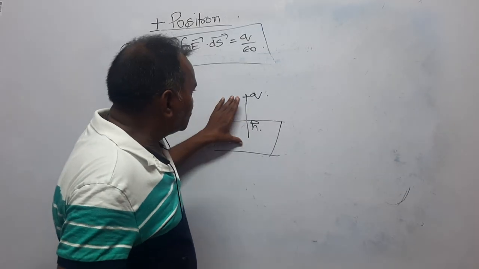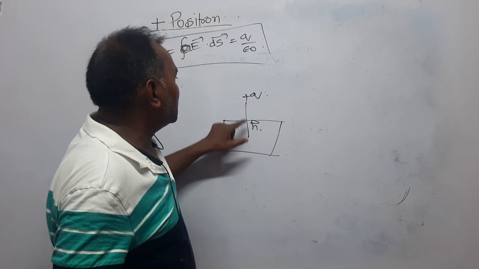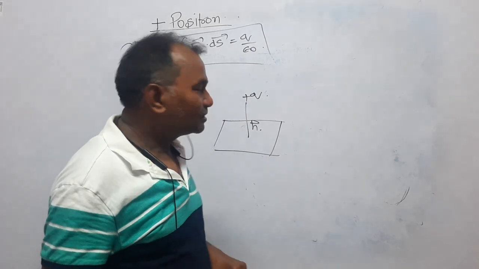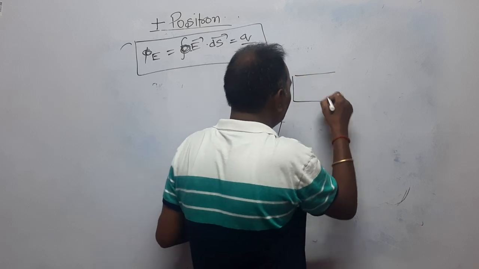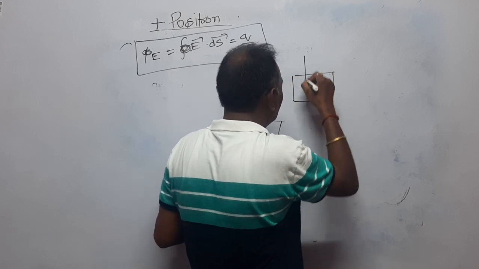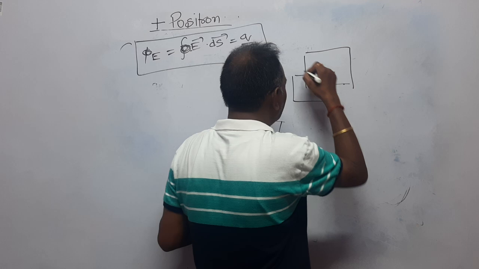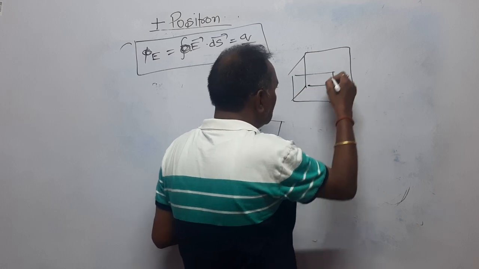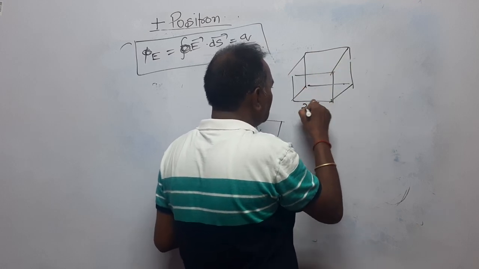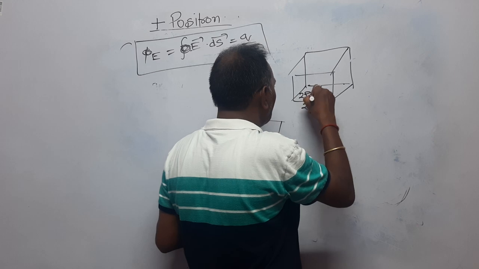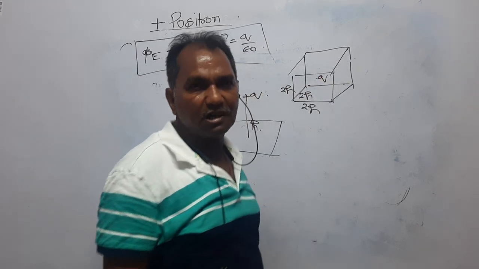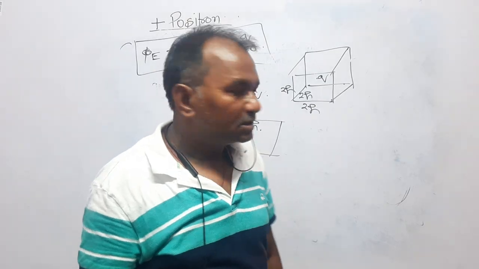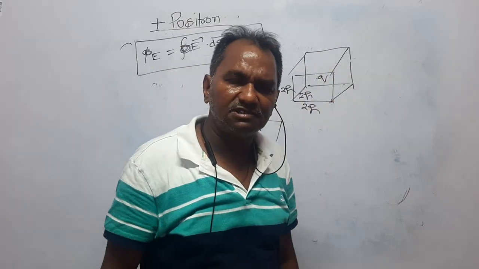In this case, a charge is kept at height small h, right? Now look here. I have considered a cube. This is interesting. Each surface is 2h, length, breadth and height 2h. At the center of that, there is a charge q kept. This cube has 6 surfaces.